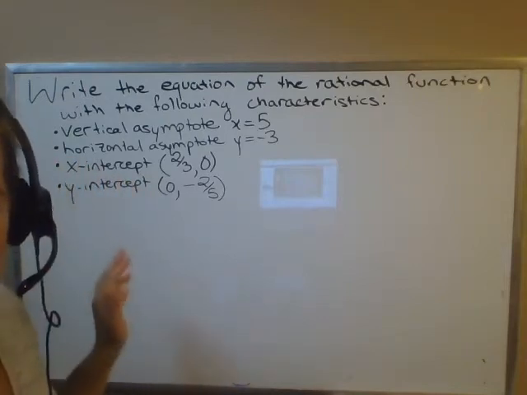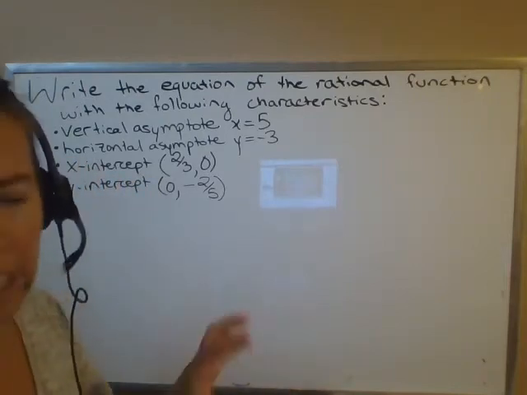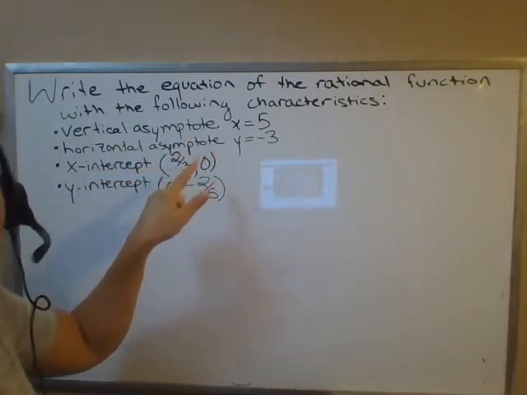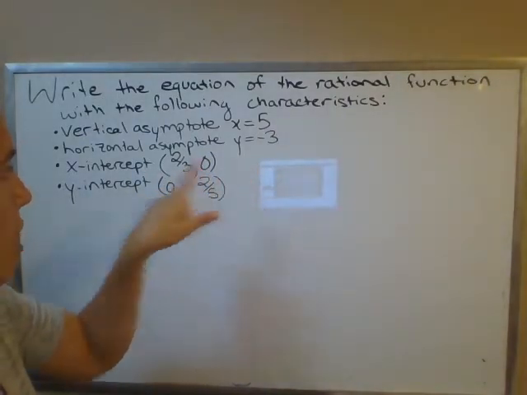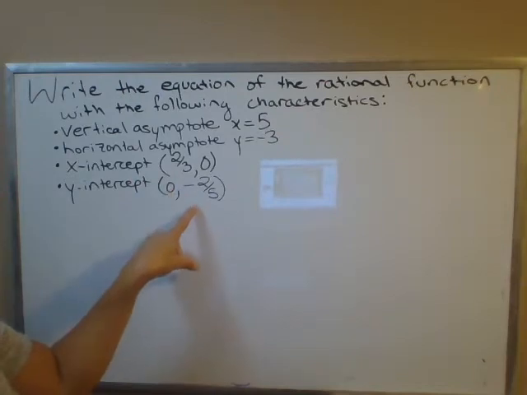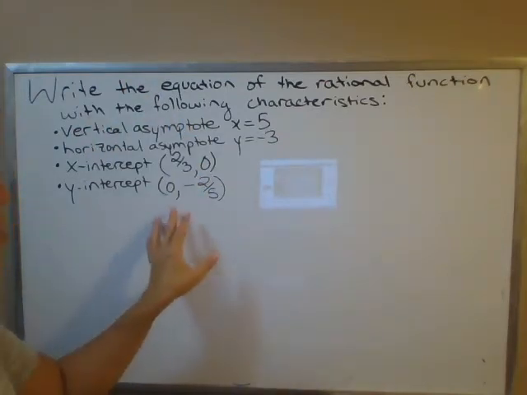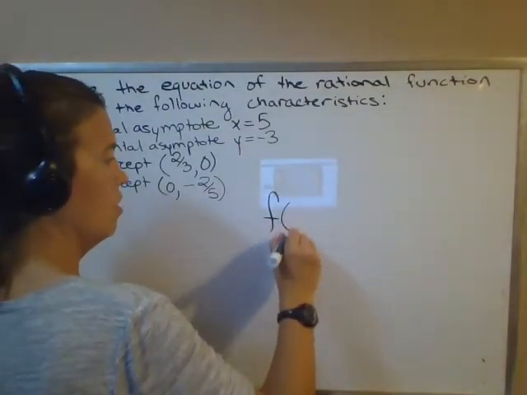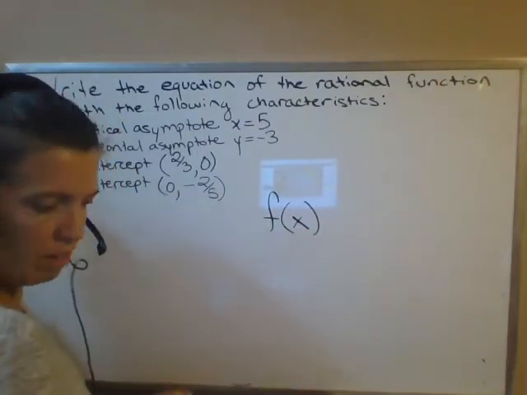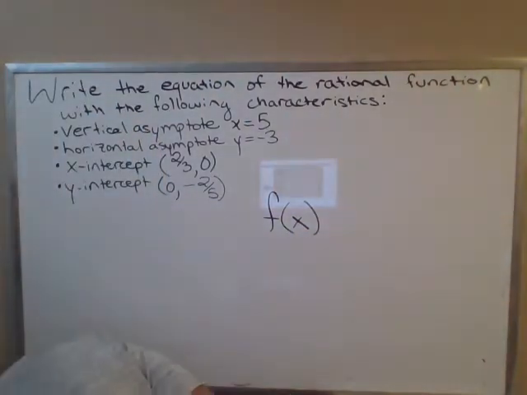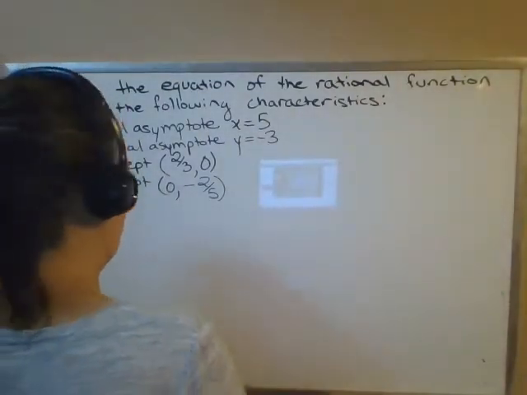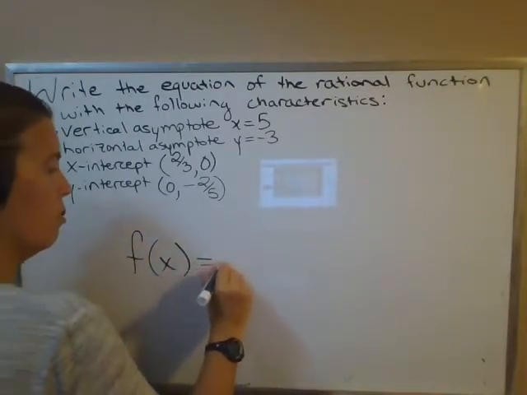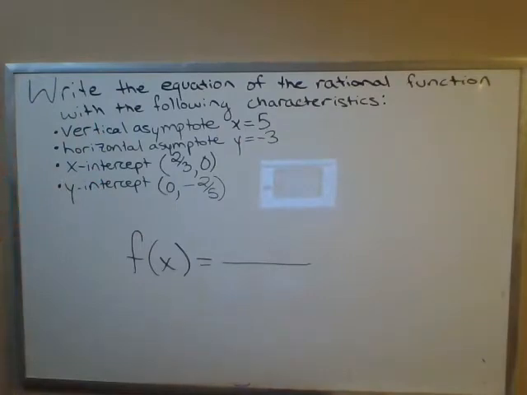But here's an example where we want to build a rational function that has certain characteristics. In this case, we want it to have a vertical asymptote at x equals 5, a horizontal asymptote at y equals -3, x-intercept at (2/3, 0), I should say, and y-intercept at (0, -2/5). So the goal is to build the rational function that will have all these traits. I've already decided to reposition this thing. So we want to build f of x equals some polynomial over some polynomial, a rational function.